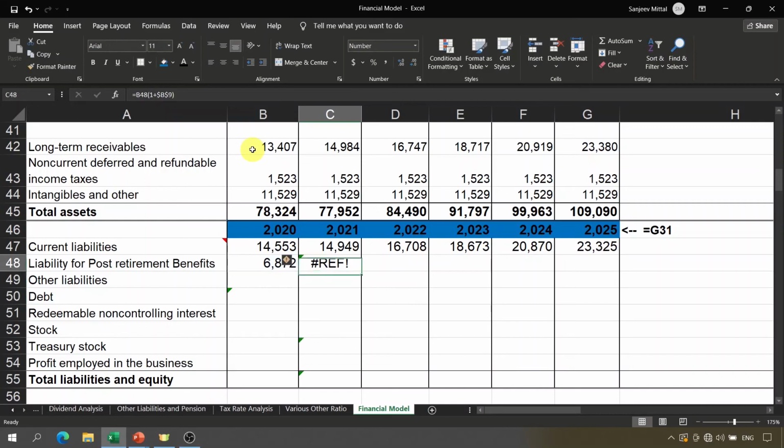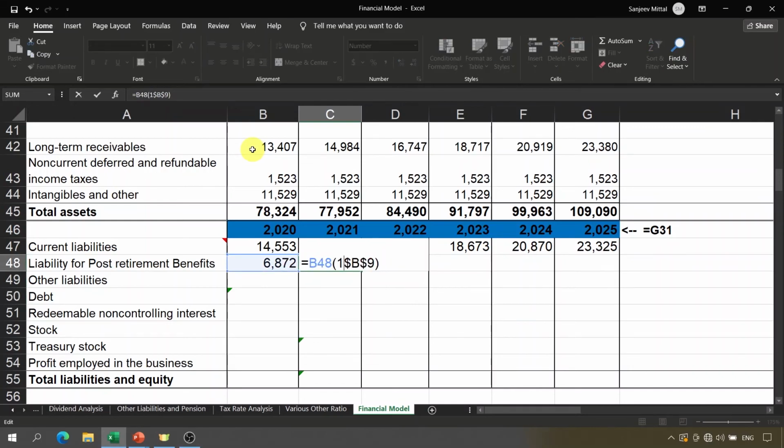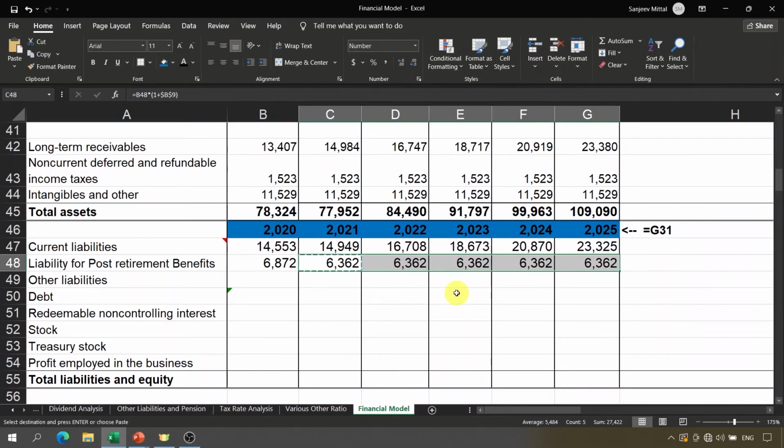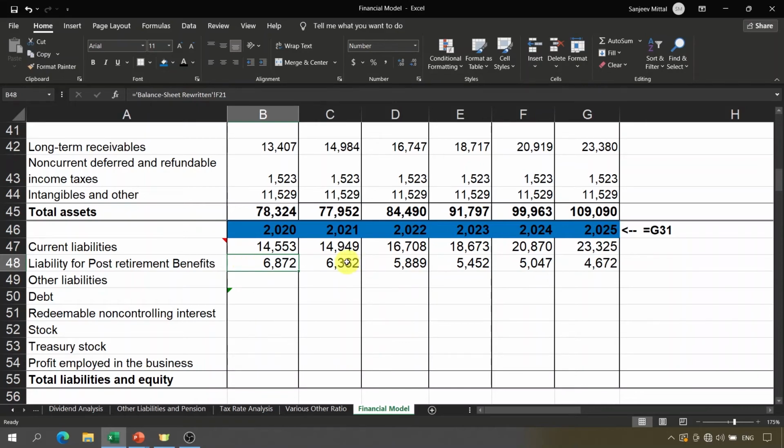And once we select that, there is an error, and I think that I need to write a minus sign here, and still there is an error. So let me see what the error is. Okay, so I don't need to write the minus sign here, I just need to put a multiply sign here, and once I put it, you can see that our liability for post-retirement is reducing. And if we keep on copy pasting these details, we shall keep on receiving our reduced liability year on year for the post-retirement benefits. We have modeled this for our financial modeling and valuation purpose.